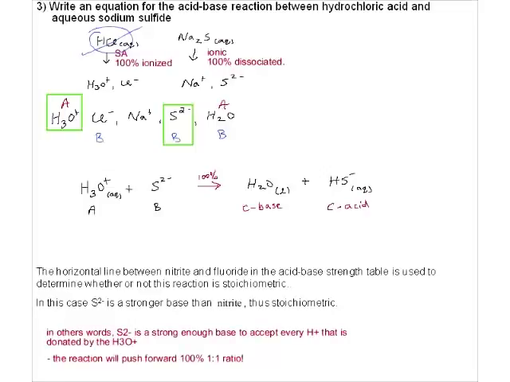So we want to look at the horizontal line, and in other words, we're saying S2- is strong enough to accept every single hydrogen, and therefore it's going to push forward 100%. This acid here is so strong, this guy is just a weakling by comparison. It's not going to want to be able to reverse. No way. It's too weak. This one is just way too strong. So the forward reaction is dominant.